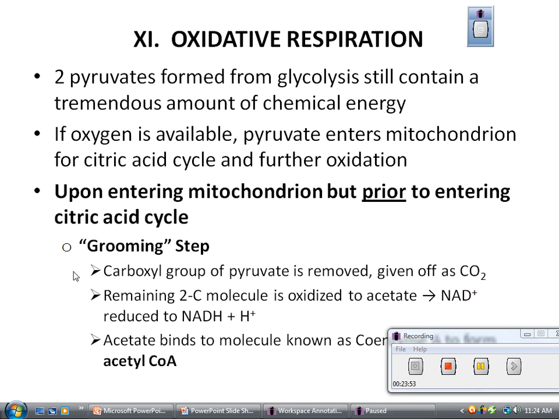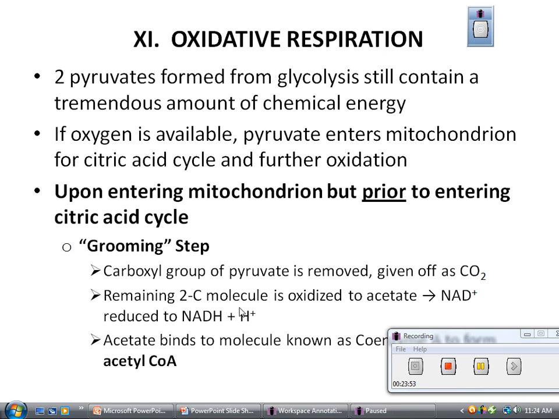We're going to take the pyruvic acid. The first thing that's going to happen is a carboxyl group, remember it's a functional group, which is present on pyruvate, is going to be removed. Once it's removed, it will be given off as our first carbon dioxide waste product. So CO2 is going to first be removed in this grooming step.